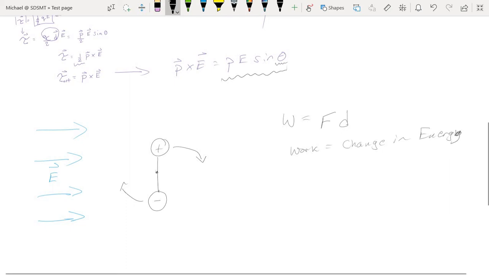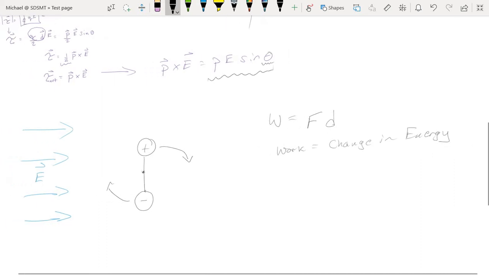Oops, energy. Try that again. Energy. There we go. Well, what energy can we have that's changing? And if we're going to change an energy, how do we conserve the energy in the system?